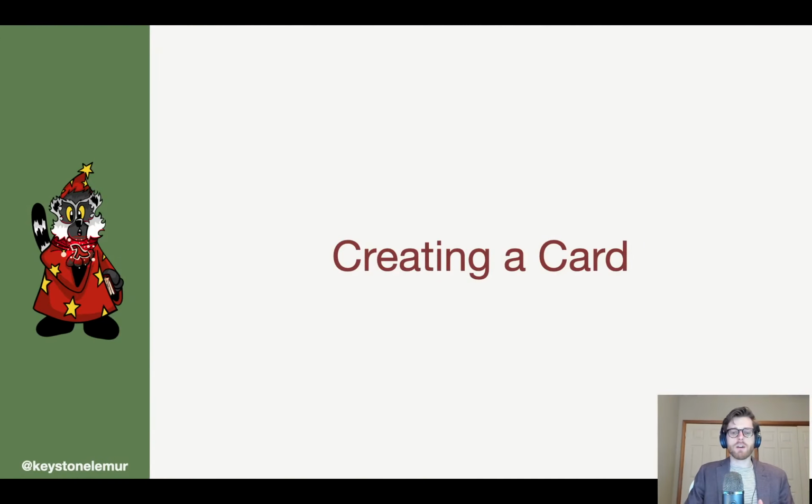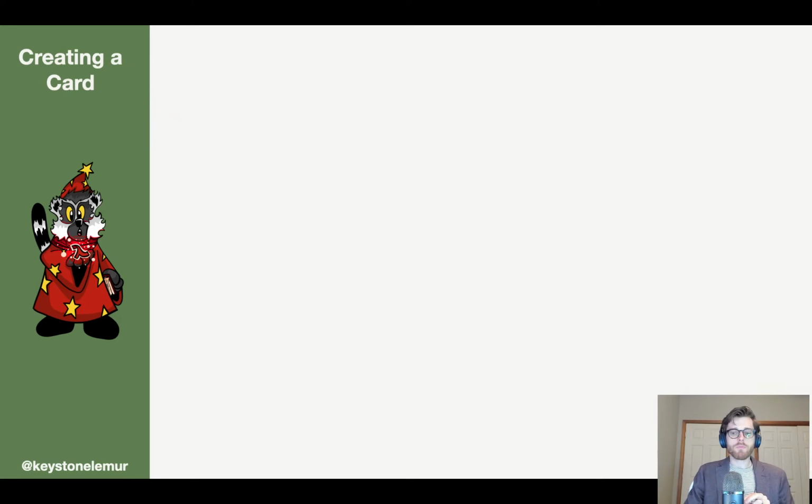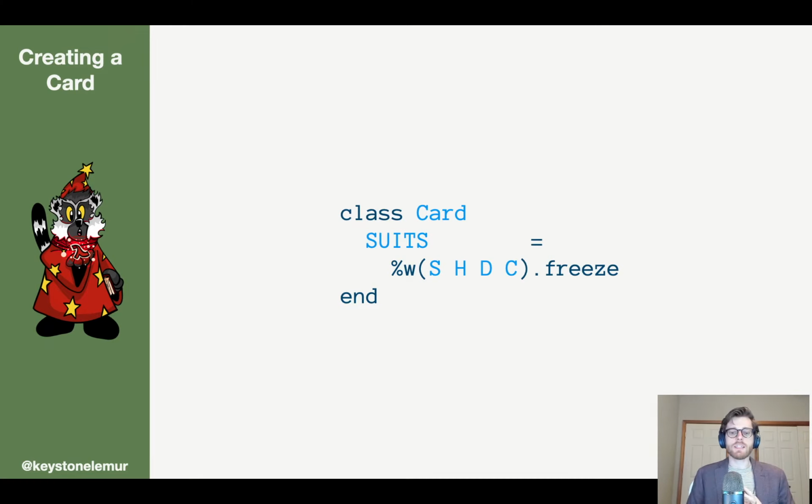Now, let's start out with a single playing card. We start with a new class to describe our card. And the first thing that I like to do with classes is I like to add some constants to describe the data inside that class. Now let's start with suits. S for spades, H for hearts, D for diamonds, and C for clubs.